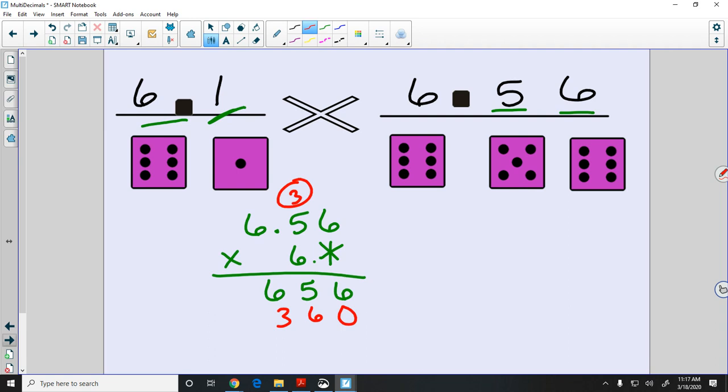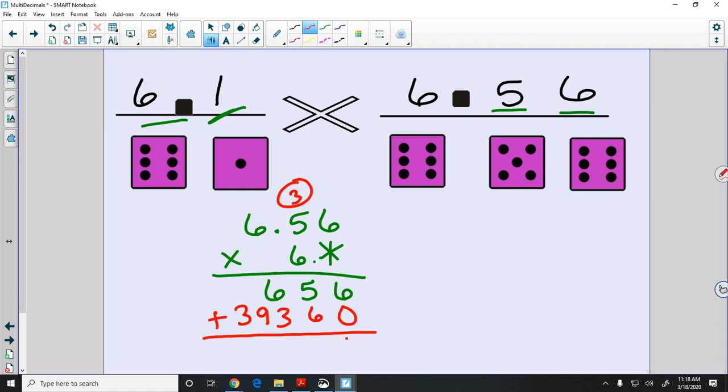Well, sorry guys, my pen's not wanting to work. So it would be 6 times 6 is 36 plus that 3 would make it 39. For some reason there should be a little 3 right there. It's not putting it.